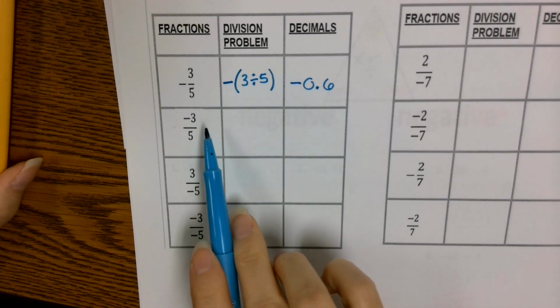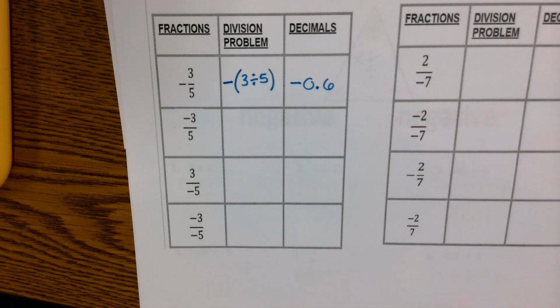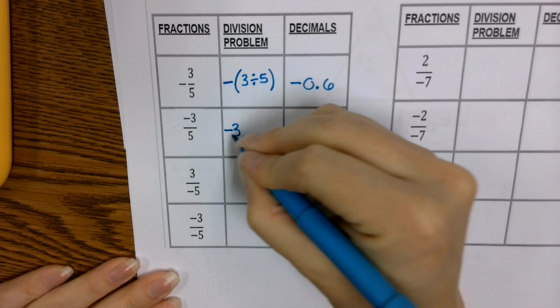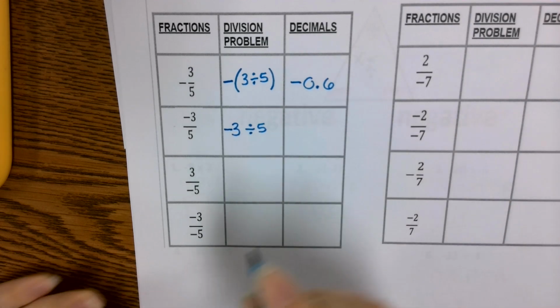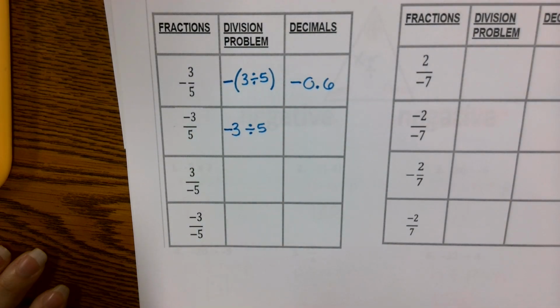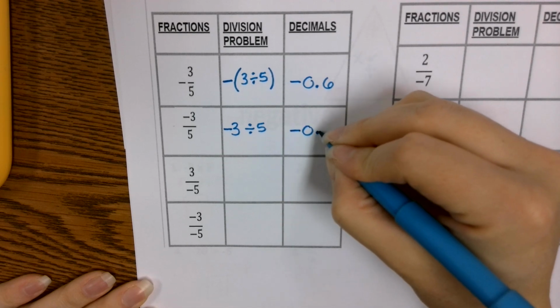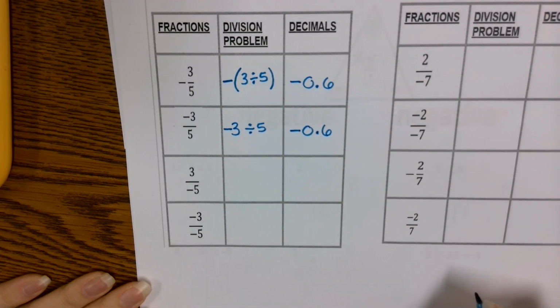Okay, for the next one, the negative is actually placed with a number, isn't it? So that means we're actually going to do negative 3 divided by 5. Type into your calculator, negative 3 divided by 5. What do we get? Say it out loud. Negative 0.6. Same thing, right? Got the same thing.